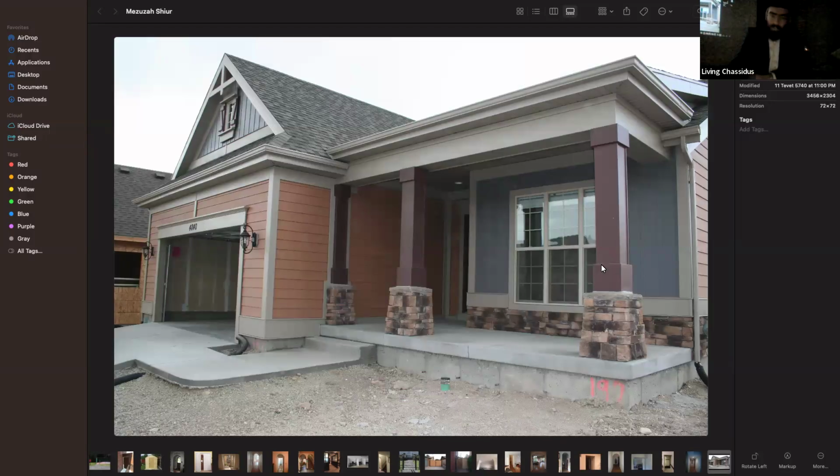Does this need a mezuzah? These purple posts do not need a mezuzah because they are just supporting the roof. It's not made to go into a specific space here. If it was made because you want to protect from the rain, a place where you hang out when it's raining, and it was made as a separated space, then it would be a shaila for a Rav.